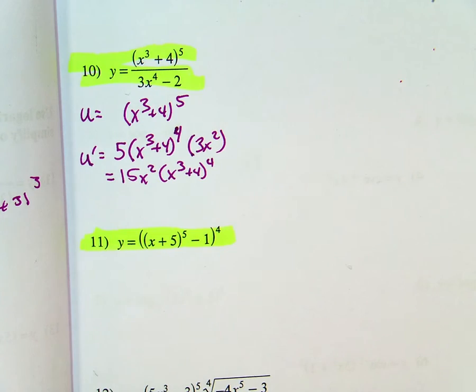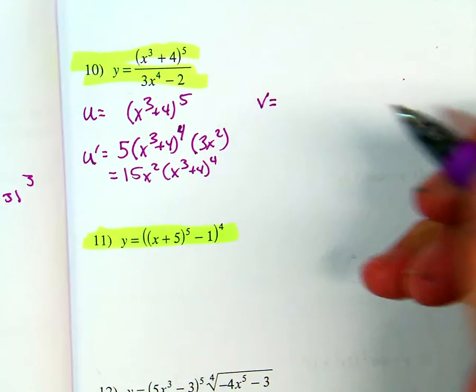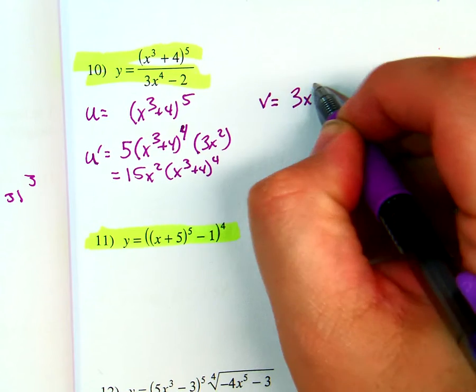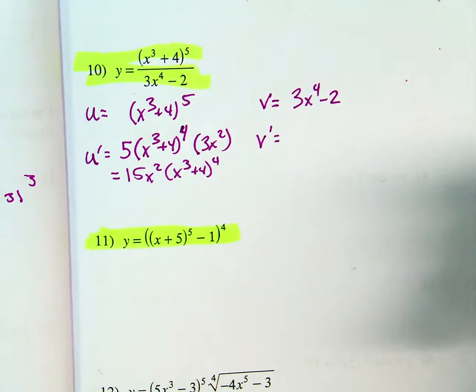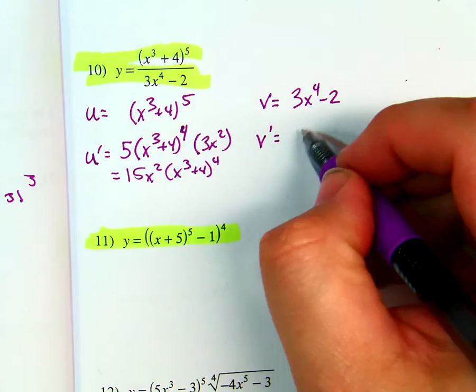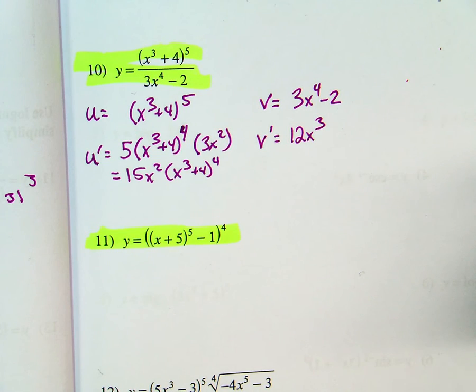All right, so v is the denominator, which is just 3x to the 4th minus 2, which thankfully is not that big a deal. 12x cubed is v prime? Yeah. Do I need a chain rule? No. Is the chain rule there in the background? It is, but we don't care.